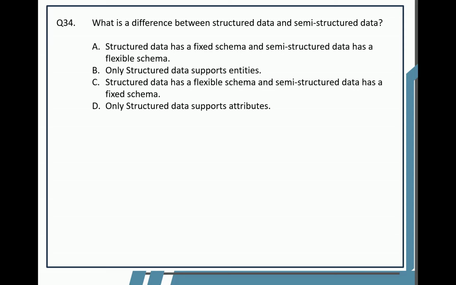Now, friends, structured data has a predefined fixed schema, whereas semi-structured data does not require a fixed schema and schema can evolve over time. Option B says only structured data supports entities, which is incorrect as semi-structured data also supports entities. Option C is just referring to the reverse of the correct option, and option D says only structured data supports attributes, which is incorrect as semi-structured also supports attributes.